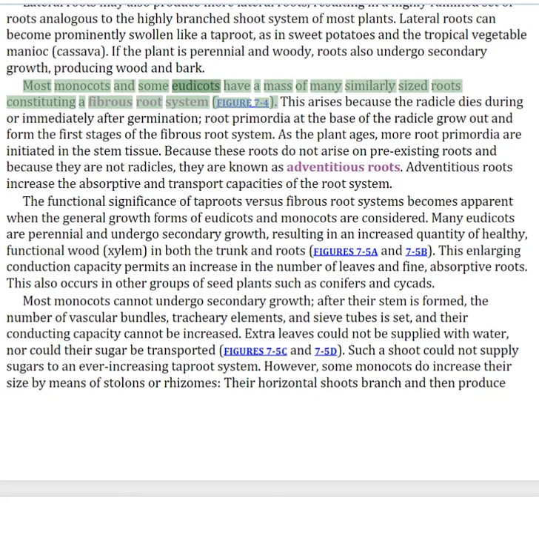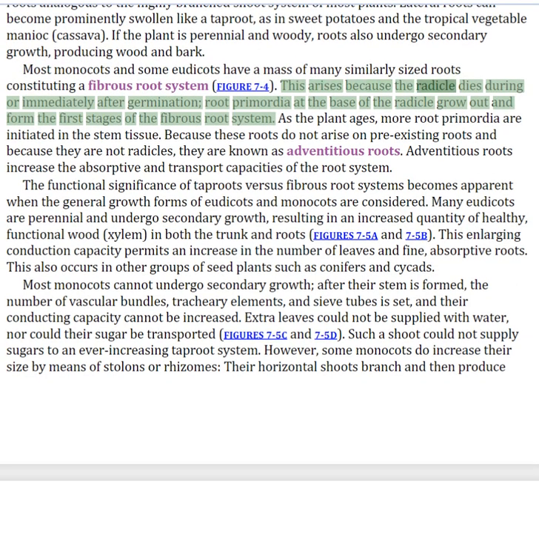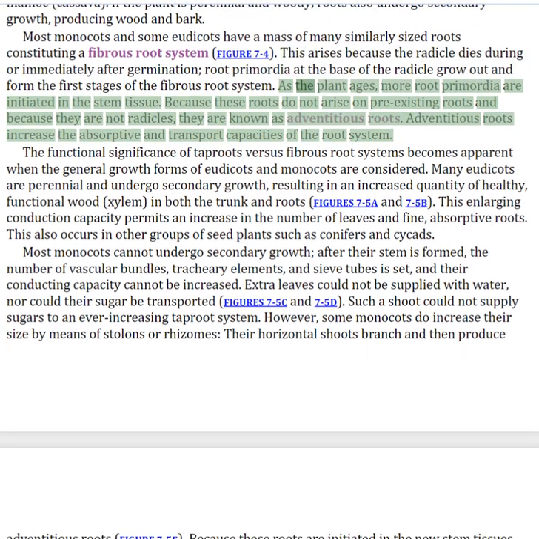Most monocots and some eudicots have a mass of many similarly sized roots constituting a fibrous root system. This arises because the radicle dies during or immediately after germination. Root primordia at the base of the radicle grow out and form the first stages of the fibrous root system. As the plant ages, more root primordia are initiated in the stem tissue. Because these roots do not arise on pre-existing roots and because they are not radicles, they are known as adventitious roots. Adventitious roots increase the absorptive and transport capacities of the root system.